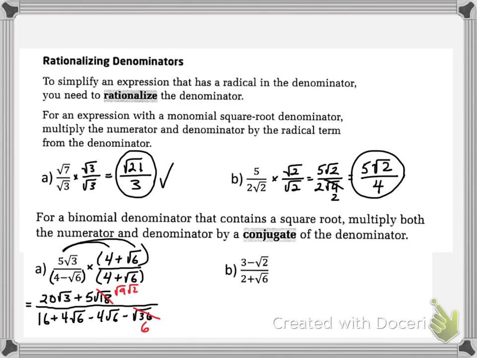But on the top, of course, let's go there. Root 18 is root 9 times root 2, which is 3 root 2. So now this will clean up to be 20 root 3 plus 15 root 2 over the 4 root 6 minus 4 root 6 is going to disappear to leave you with 16 minus 6, which is 10. Now we can simplify this a little bit further because 10, 20, and 15, the three terms, can all be divided by 5. And that'll leave us with 4 root 3 plus 3 root 2 over 2. And that's our final answer.